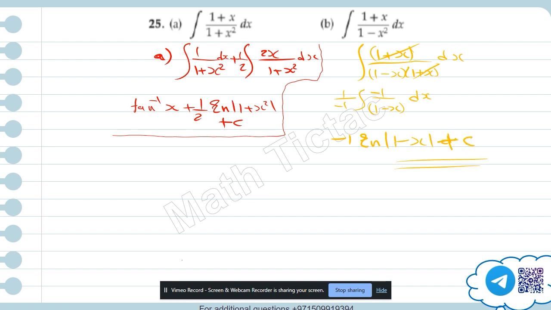You can raise this minus 1 to be a power over here. Don't forget that.